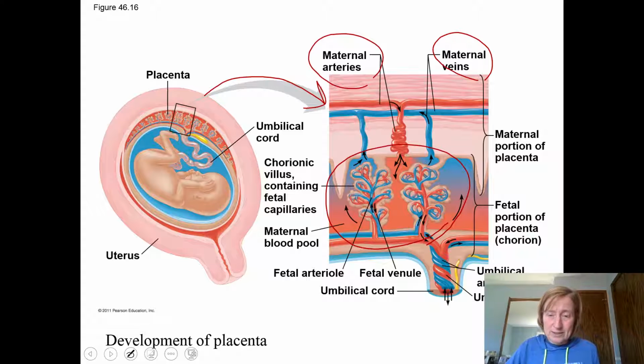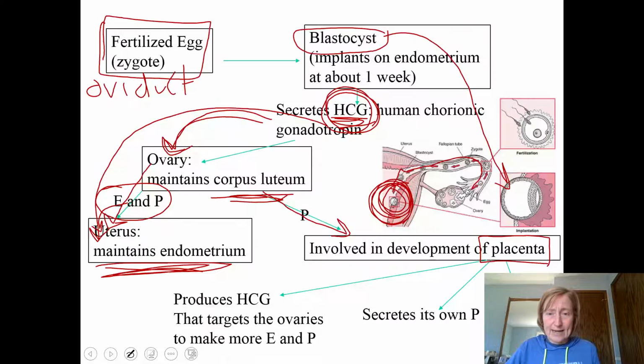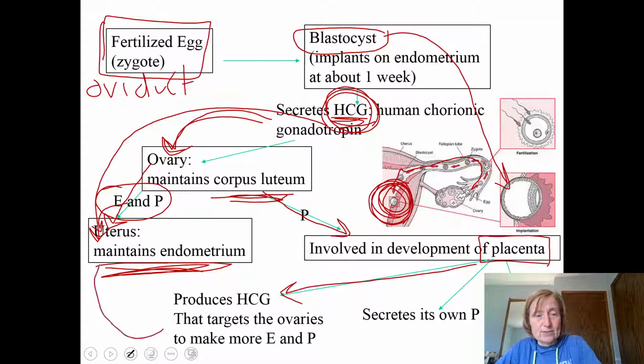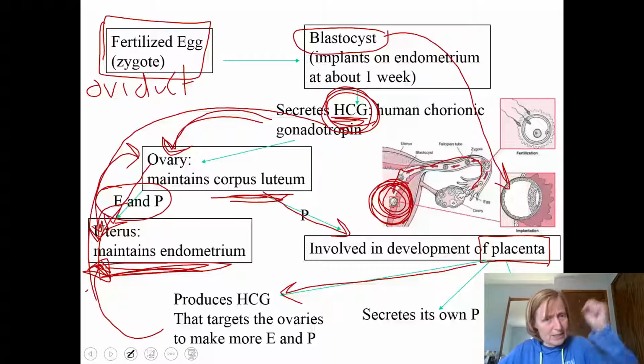Okay, so now the placenta starts to develop, and as it develops, it makes its own hormones. So let's check out what it's doing. One of the things it does is it produces more of this HCG that targets the ovaries and tells the ovaries, hey, keep making estradiol, make your progesterone, keep it coming, maintain the pregnancy.